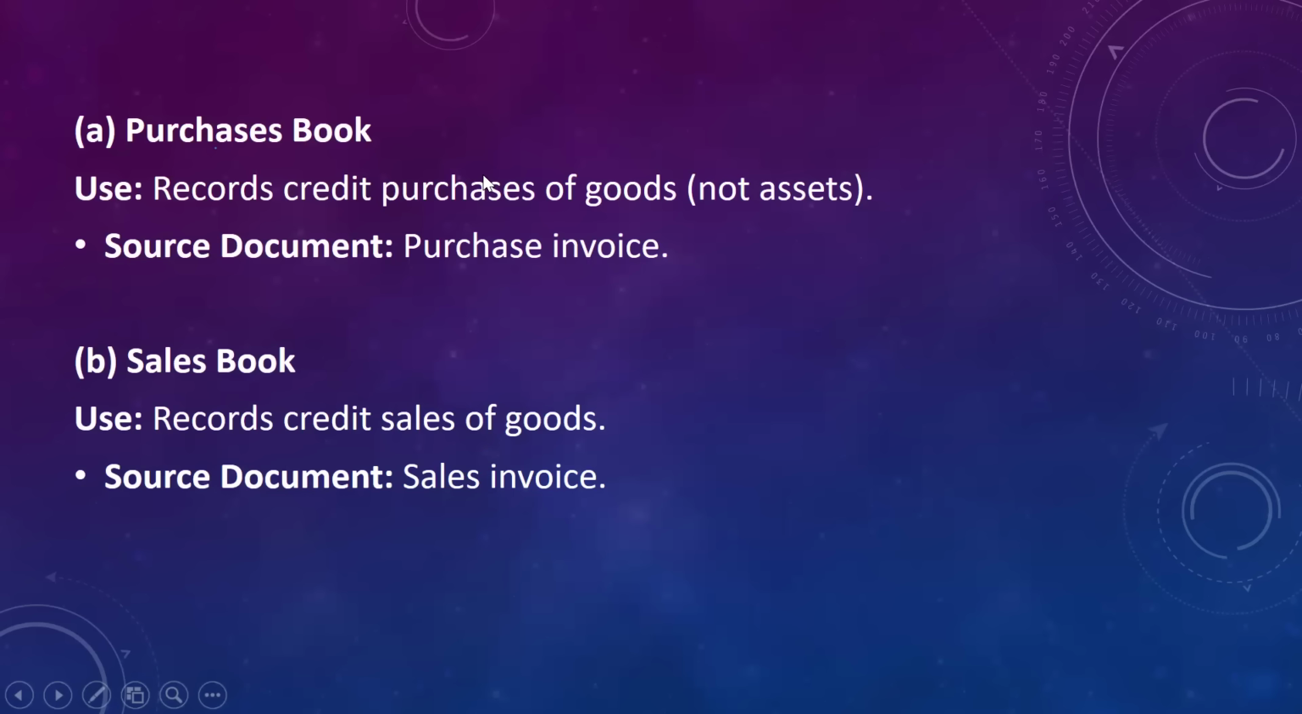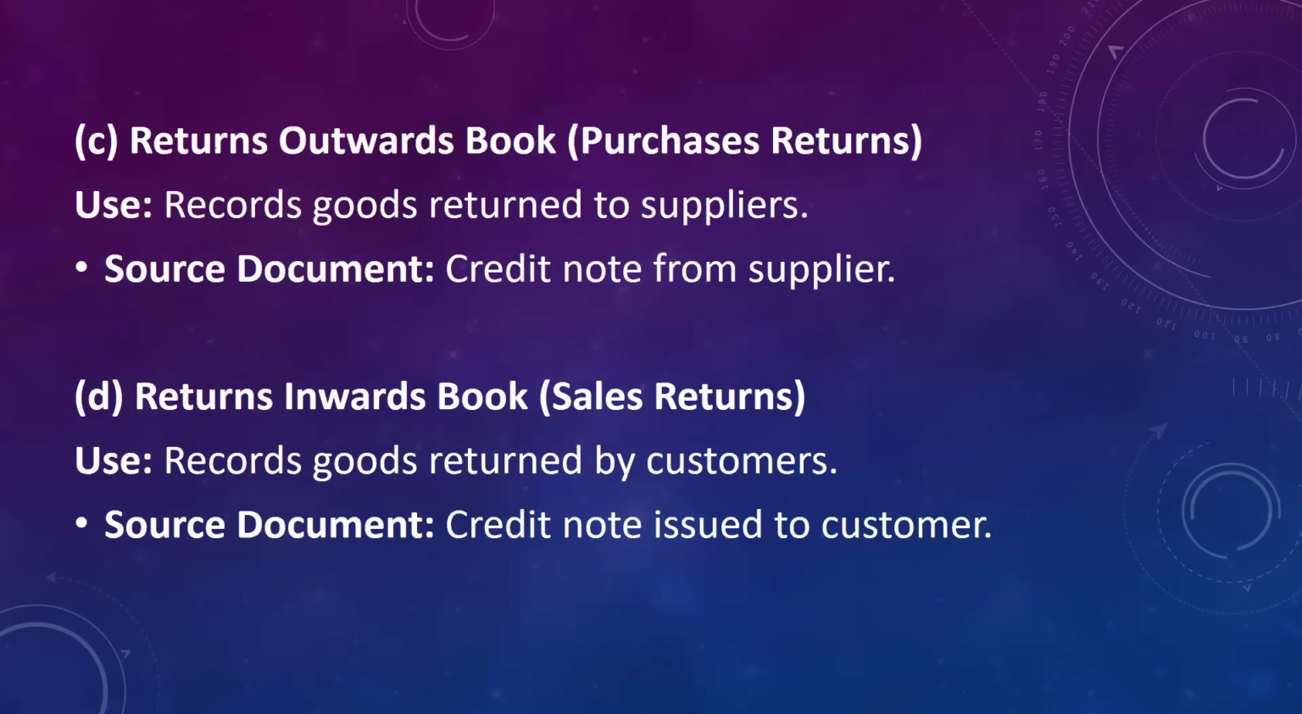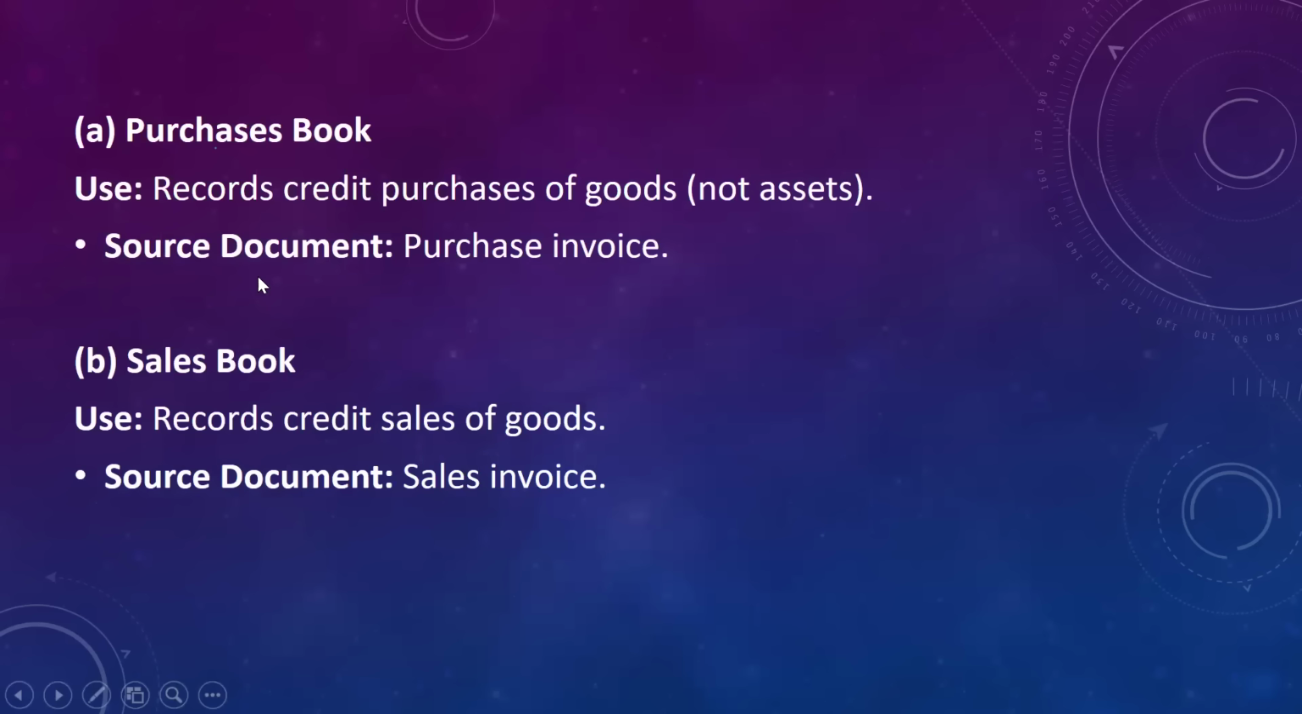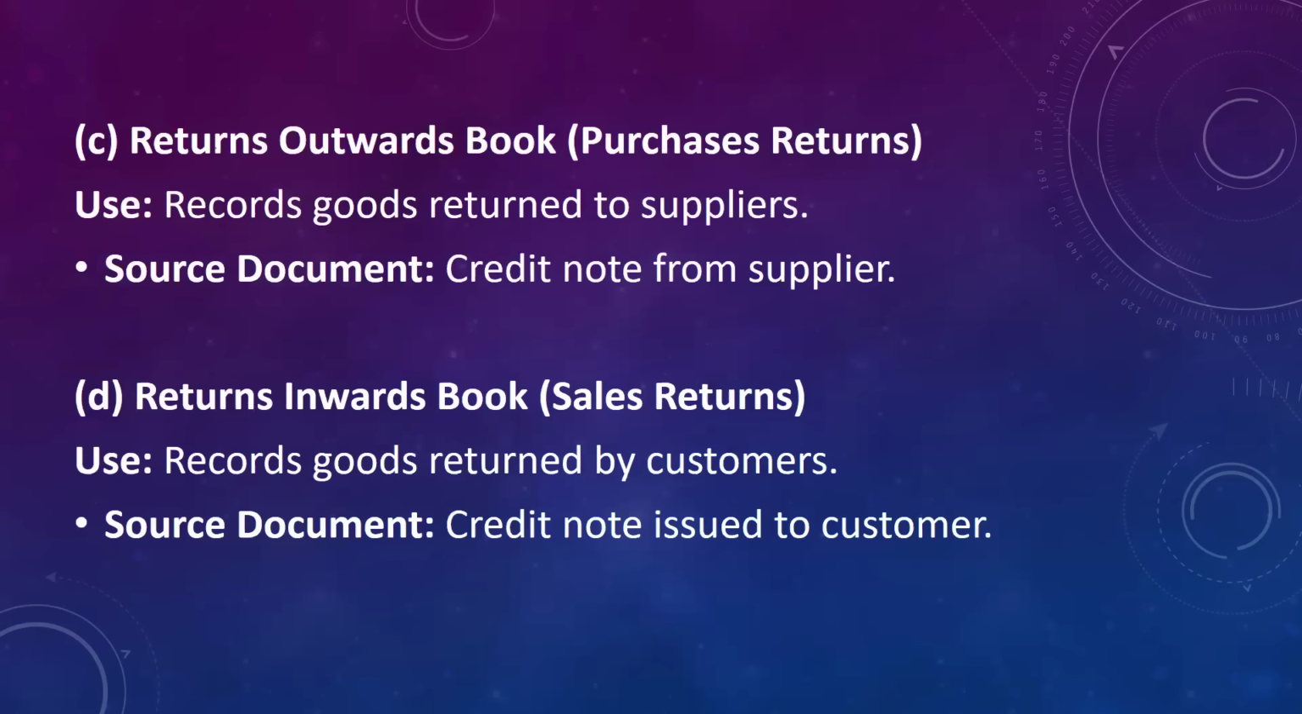Purchases book for goods on credit, sales book. And you'll get the information for the purchases book and the sales book from an invoice. An invoice is a source document used when goods are bought or sold on credit. When goods are returned, the source document used is a credit note.